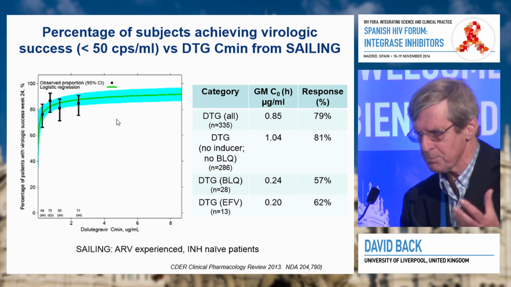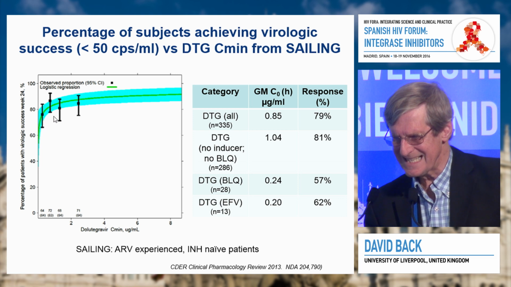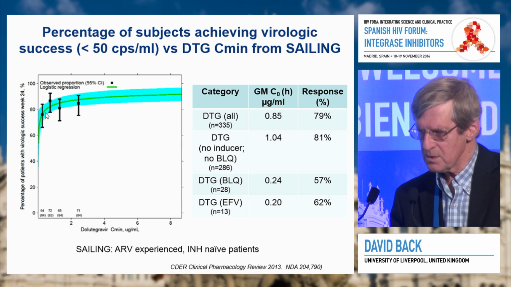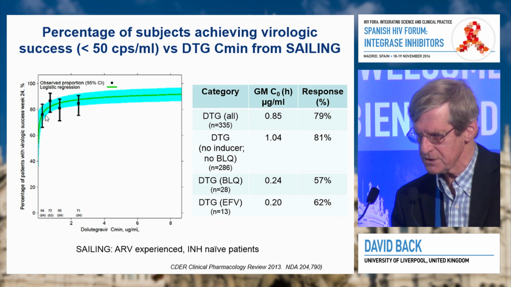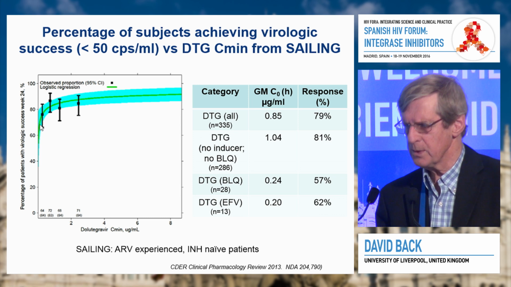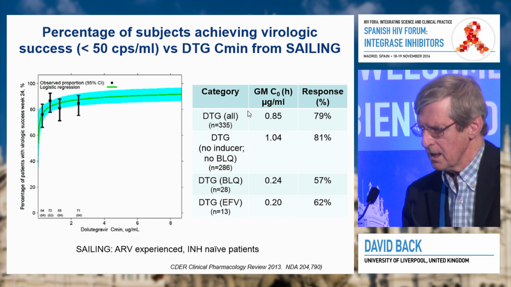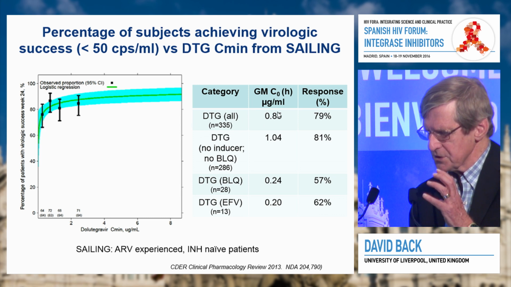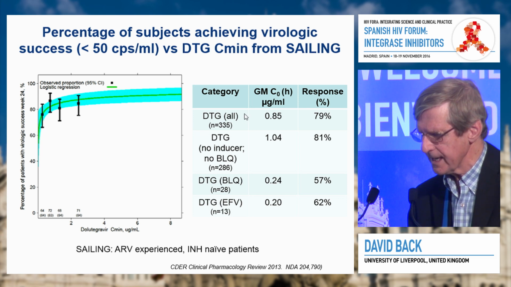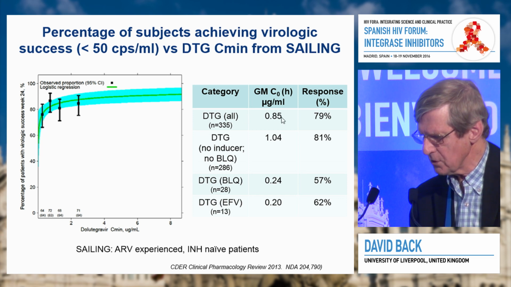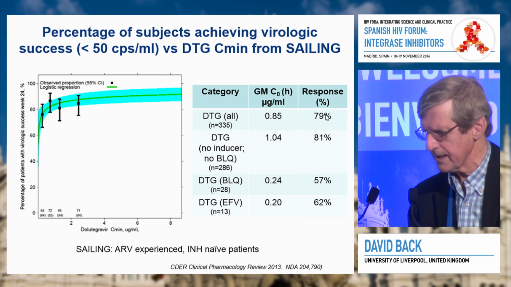response. Remember that in SPRING, it was flat. In SAILING, in the lowest quartile of plasma concentrations here, you begin to see a drop-off in virologic response. And the question is why? If you look at all the plasma concentrations from the whole of SAILING, the mean concentration, the geometric mean, was 0.85 with a response of around 80%.